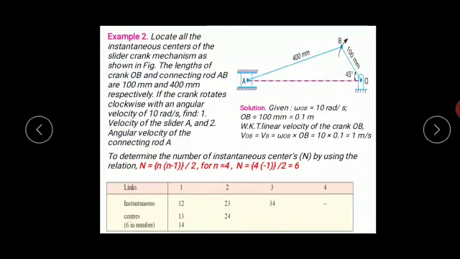Example number 2. Locate all the instantaneous centers of the slider crank mechanism as shown in the figure. The lengths of crank OB and connecting rod AB are 100 mm and 400 mm respectively. If the crank rotates clockwise with an angular velocity of 10 radians per second, find first, the velocity of the slider A, and second, the angular velocity of the connecting rod AB.